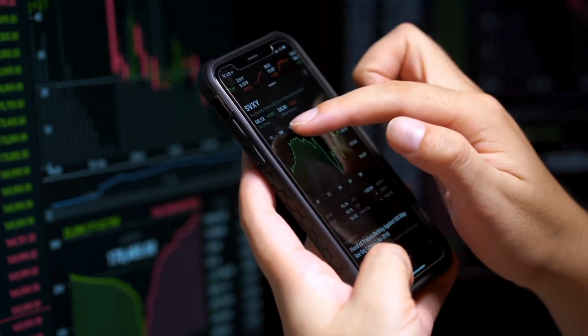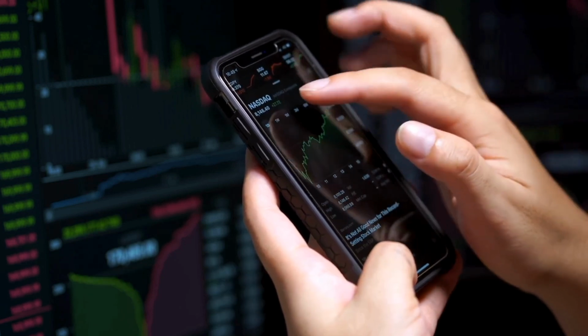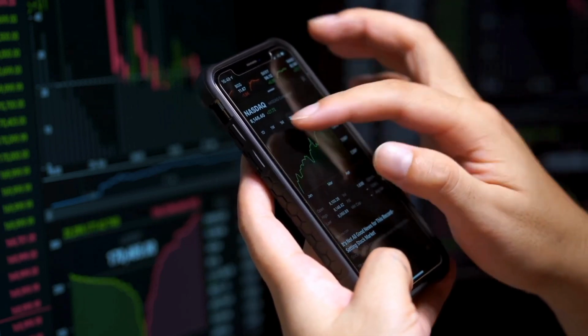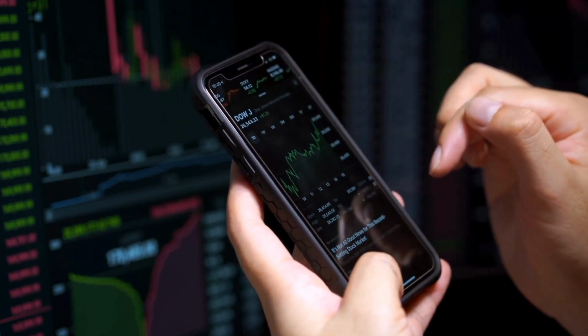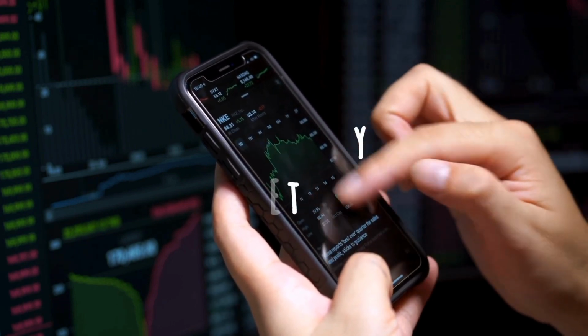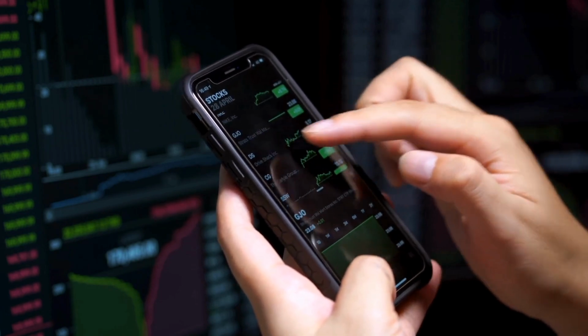Then step number 6, that is stay informed and adapt. So now you have to follow economic news like interest rate changes. You can also follow geopolitical events using tools like Forex Factory. I always use Forex Factory to see the news that are going to happen. Also keep learning and refining your strategy. So you join trading communities. They are always there on X, on Twitter, also Discord for tips and support.